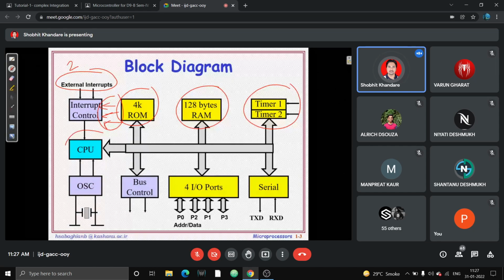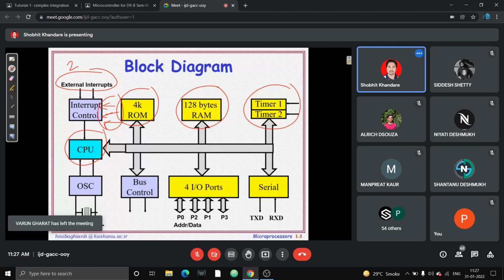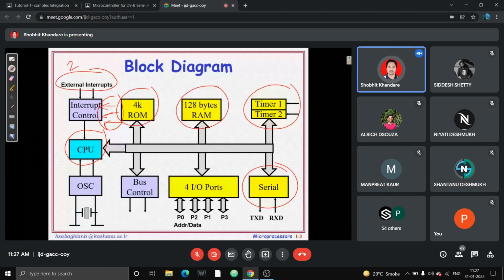Then we have a CPU. In the CPU you have ALU. तो CPU का जब हमने ब्लॉक डायग्राम देखा था उसमें हमने जो जो पढ़ा था, everything is available in the CPU. Then we have also seen that we have a serial port for transmitting data serially. So we have two pins for that. When you want to serially transmit the data, it will be transferred through TXD. And when you have to receive the data serially, it will be received through RXD. So transmit and receive, TXD and RXD.